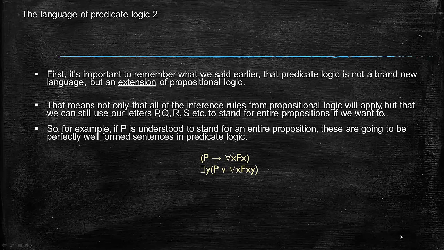So for example, if P is understood to stand for an entire proposition, things like this are going to be actually well-formed sentences in predicate logic. If you looked at this, you might say, well, clearly this is not, because P is not followed by, say, a name. But in this case, P is just standing for a whole sentence, as it did in propositional logic, similarly with the second expression.